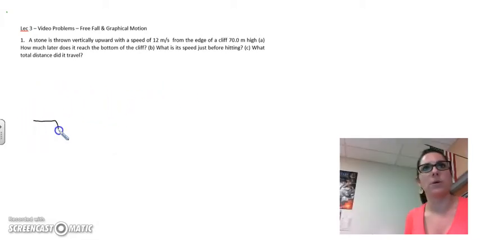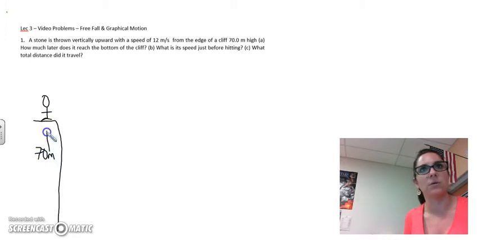Okay, so we're throwing a stone off a cliff. So here's our cliff, here's our person. This is 70 meters tall, like this. So I'm going to label that. Here's our ground, just because. And then we're going to take this stone and throw it up at 12 meters per second.